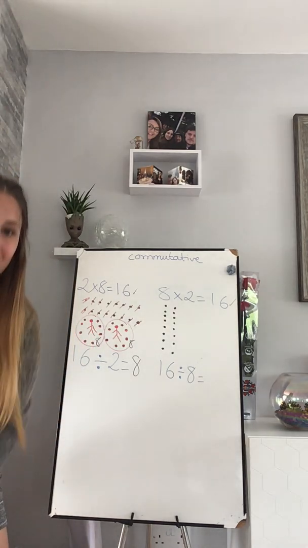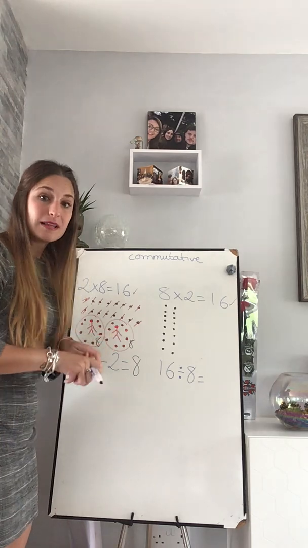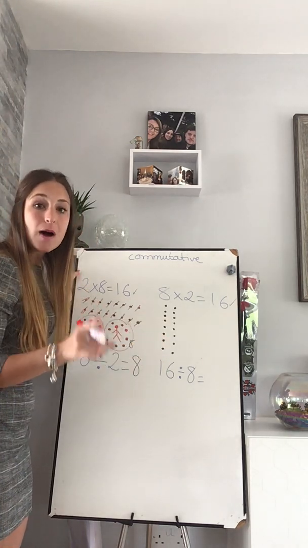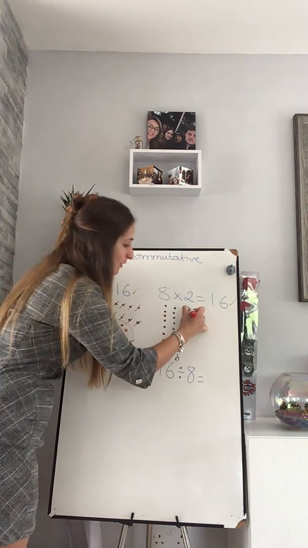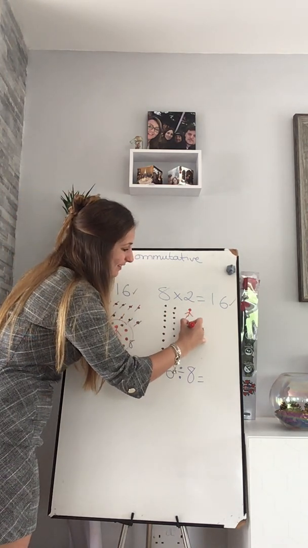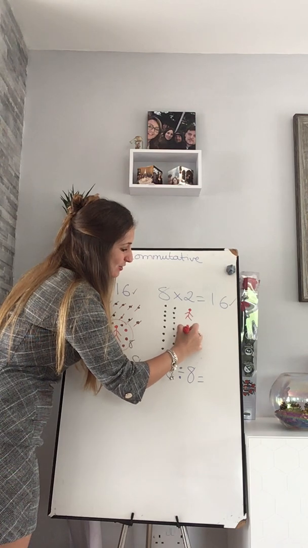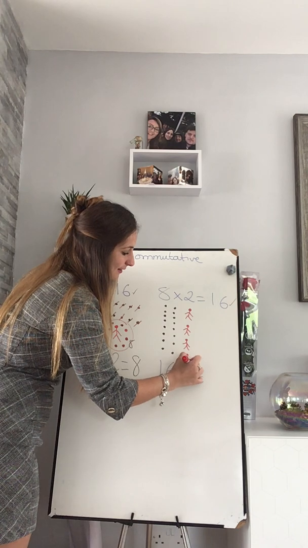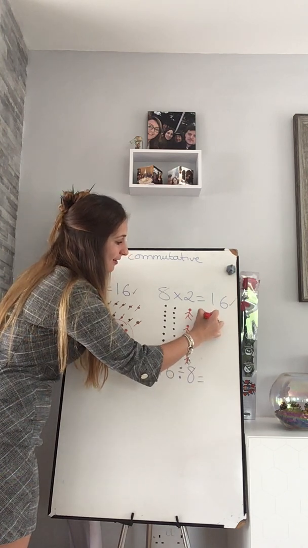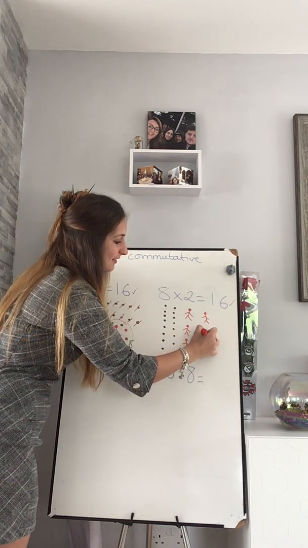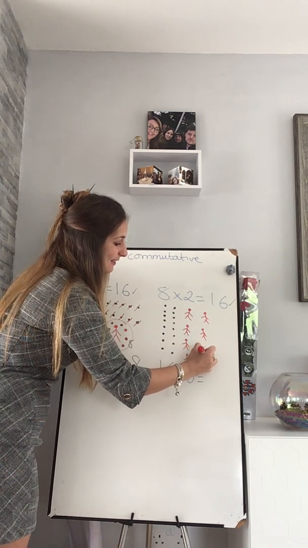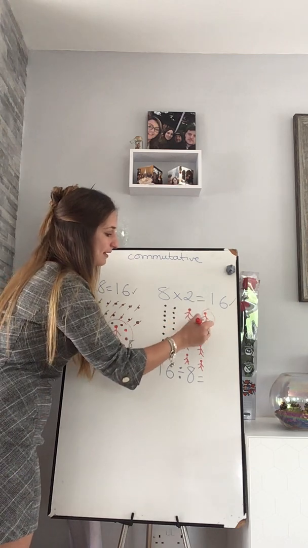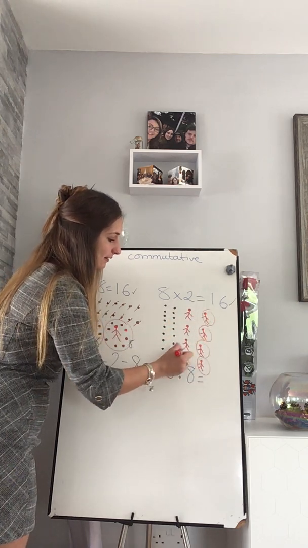So this time I am going to divide my 16 chocolate coins. I'm going to divide them by 8 people. 1, 2, 3, 4, 5, 6, 7, and 8. How many are they going to get?